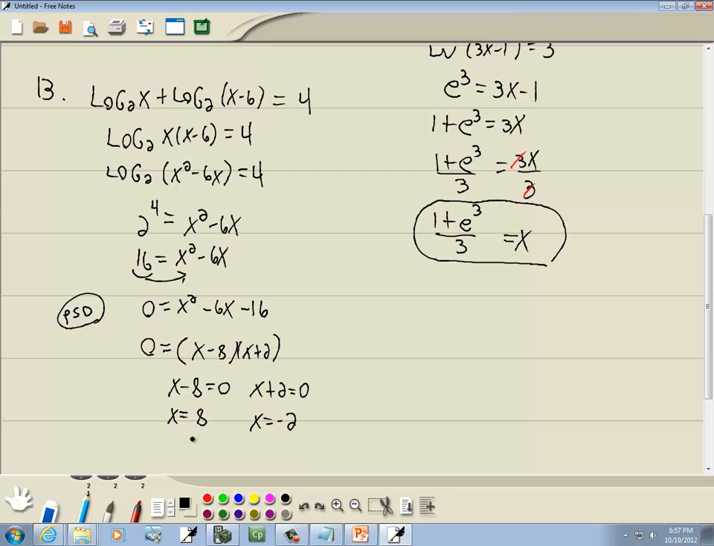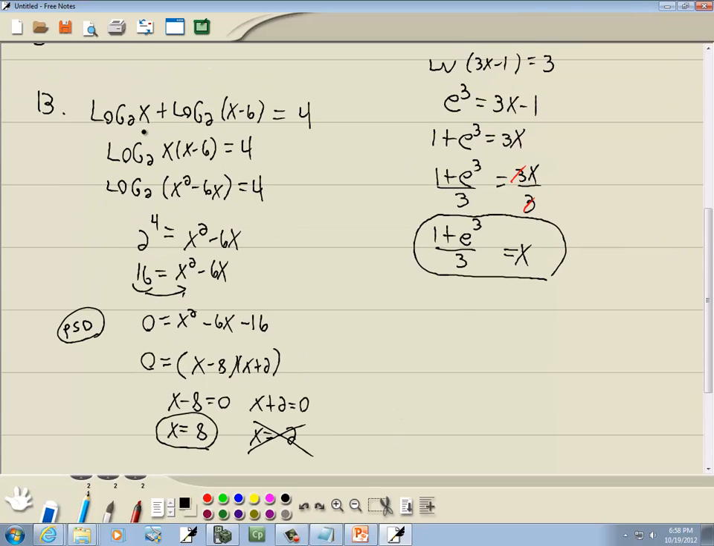Let's check our answers. Check the 8. If I put 8 in for the x here, it's okay. 8 minus 6, that's okay. Negative 2: if I put negative 2 into this log here, negative 2 minus 6 is negative 8. We've got a log of a negative number. We can't have a log of a negative number. So that negative 2 disappears, and our only answer is x equals 8.